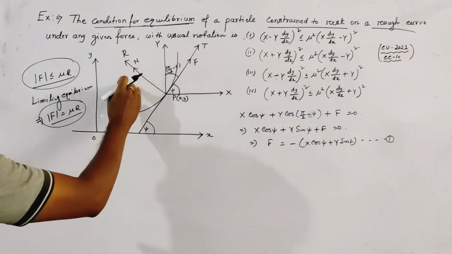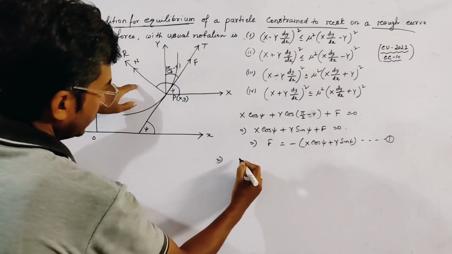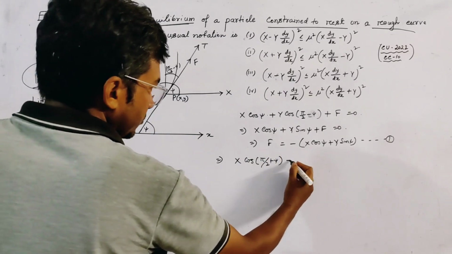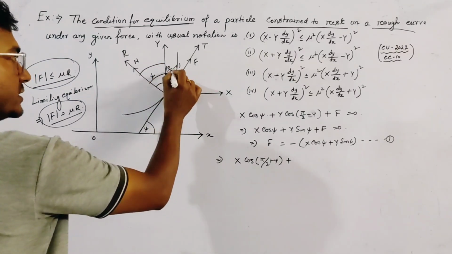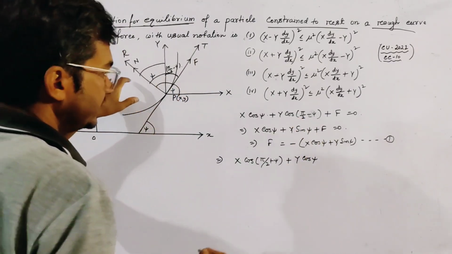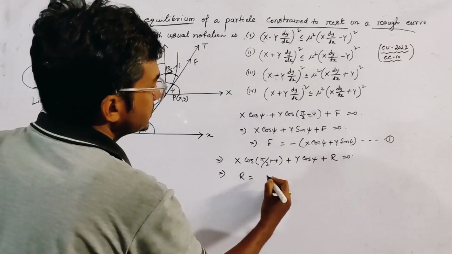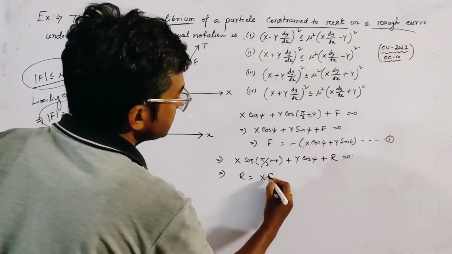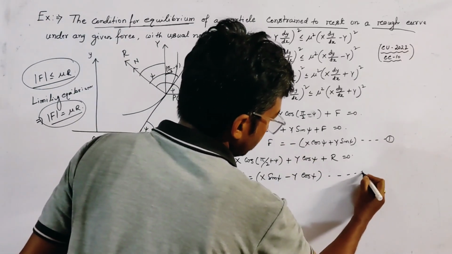Also along the normal, the components of forces are: this angle is pi by 2 plus psi, so along the normal we get X cos of (pi by 2 plus psi), plus Y cos psi, because this angle is obviously psi, and the normal reaction R, and this is equal to 0. So we get R equal to X sin psi minus Y cos psi. This is relation number 2.